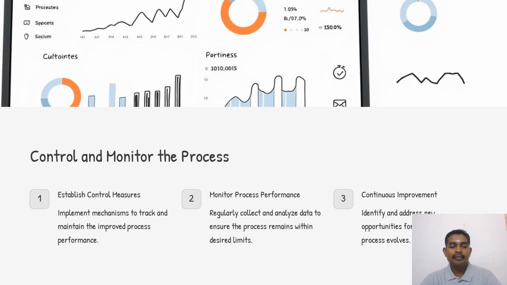First, establish control measures: implement mechanisms to track and maintain the improved process's performance. Next is monitor process performance: regularly collect and analyze the data to ensure the process remains within desired limits. Third one, continuous improvement: identify and address new opportunities for improvement in the process.